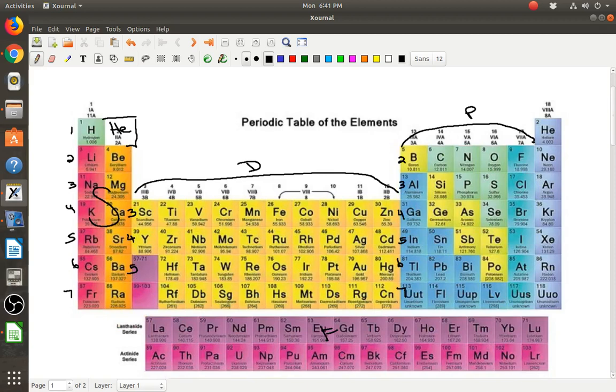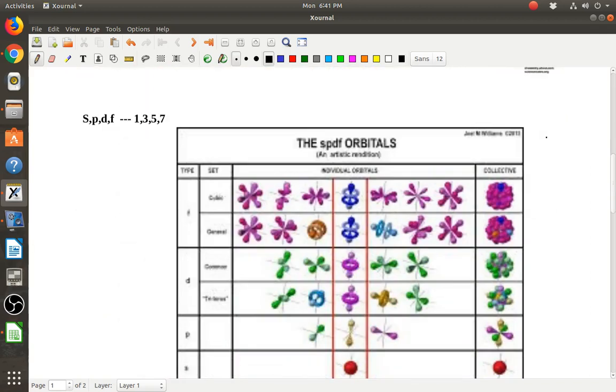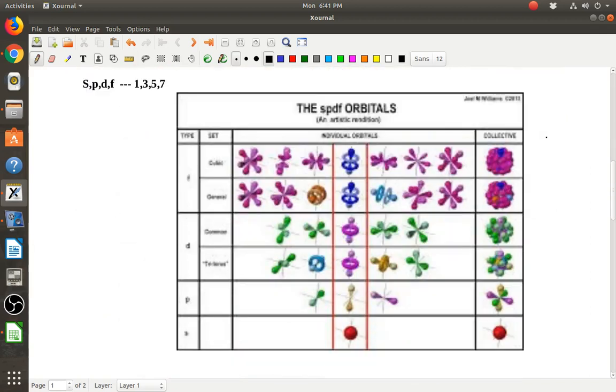Other things that you need to remember, and it's super important to remember these things, are SPDF: 1, 3, 5, 7. Look at this, I just found this. It's blurry, but this is the S sublevel. There's the 1 orbital for the S sublevel. This says individual orbitals. I couldn't find a better picture. So 1 shape. This is the P sublevel. There are 3 shapes, 1, 2, 3, for the P sublevel. And if you put them all together on top of each other, that's what it looks like.